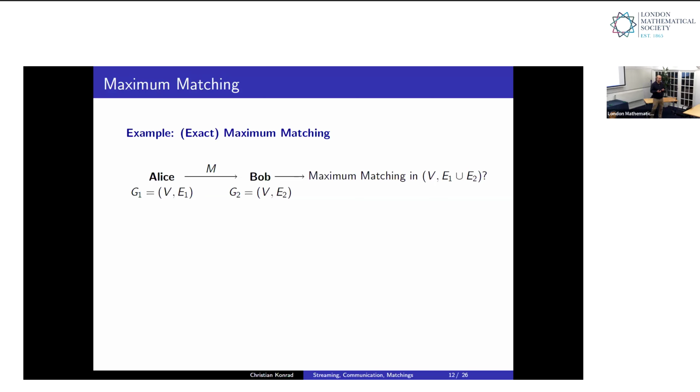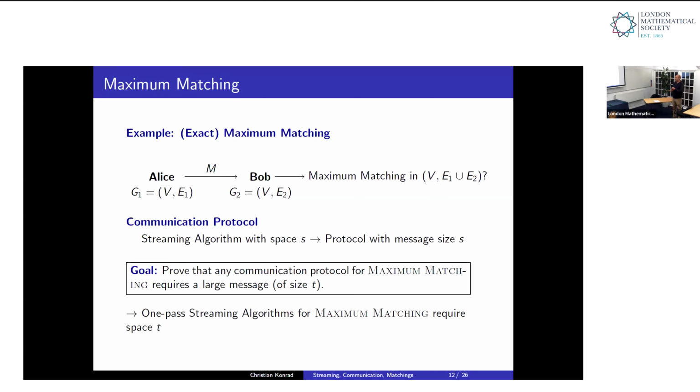If we prove a lower bound here, again by this connection, since a streaming algorithm with space S gives us a protocol with message size S, we see that if we prove a lower bound here on the message size, this translates into a lower bound for streaming algorithms. And this is exactly what we're going to do now.